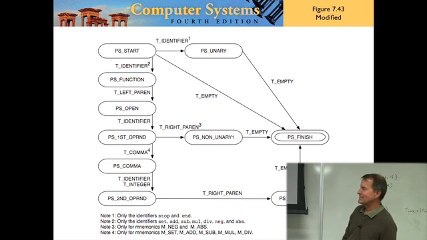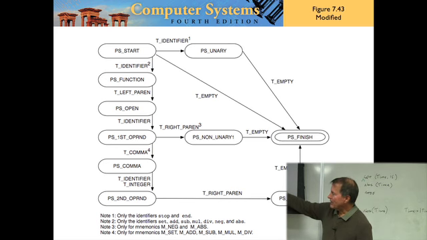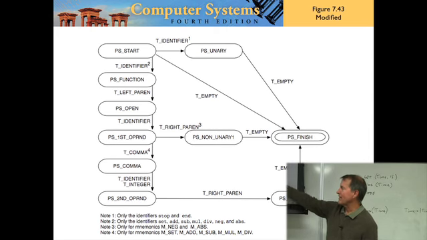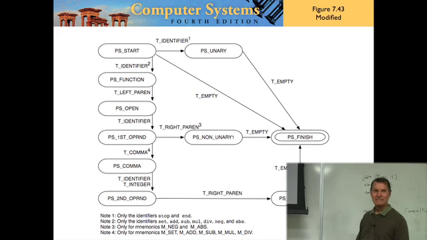Are we good? And then after that comma, what is after the comma? What does it expect? An identifier. Either an identifier or an integer, in which case it's the second operand, and then a right paren and then empty. Okay? So now I think you should be able to do it.